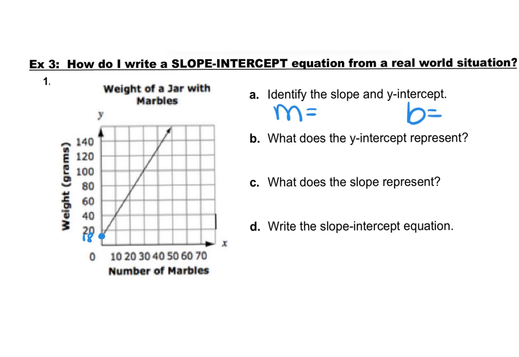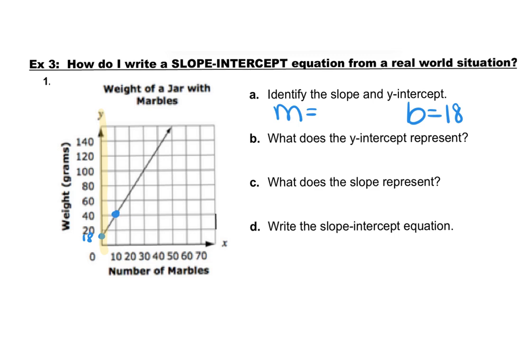And in this case, it's what is the weight when you have 0 marbles? Our y-intercept then starts here at that 18. It's when there's 0 marbles. And now let's identify the slope. Let's find 2 points where it's easier to find our slope than starting with that 18.